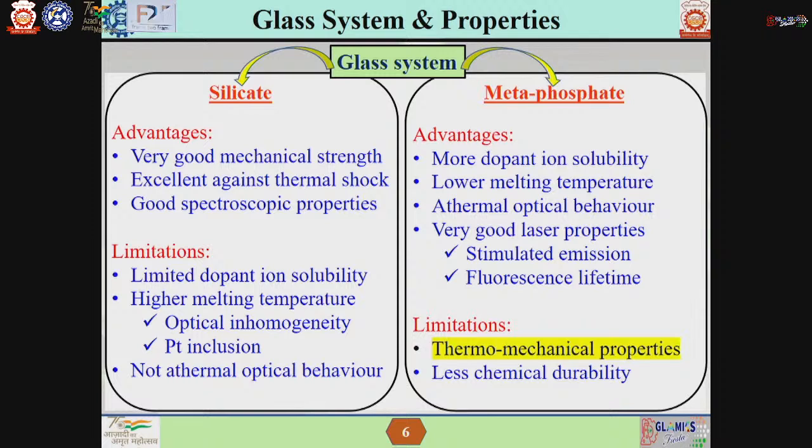But in comparison to the silicate system, if we look at the metaphosphate system, it can have a higher ion concentration because of its chain-like metaphosphate structure. Compared to the silicate system, the metaphosphate demands a low melting temperature, so we can easily get optical homogeneity. At the same time, stimulated emission and fluorescence lifetime are also enhanced in the metaphosphate system. But the limitation of the metaphosphate system is that the thermomechanical properties are poor, and chemically it is not stable.